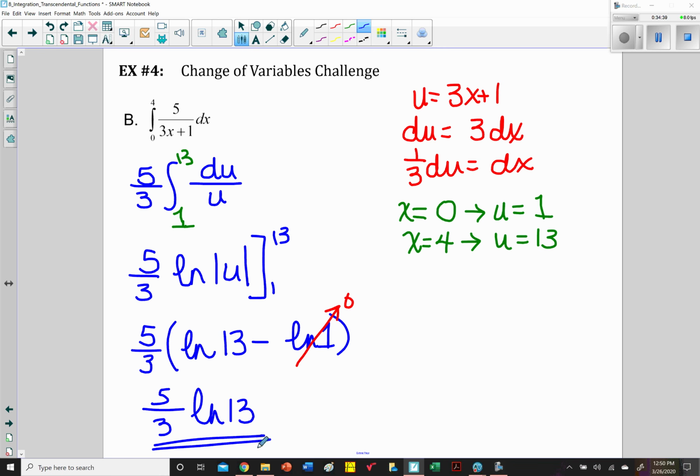So 5/3 times the natural log of 13, and that's about 4.2749. So just keeping up our skills with the calculator. There you go. End of chapter 7.